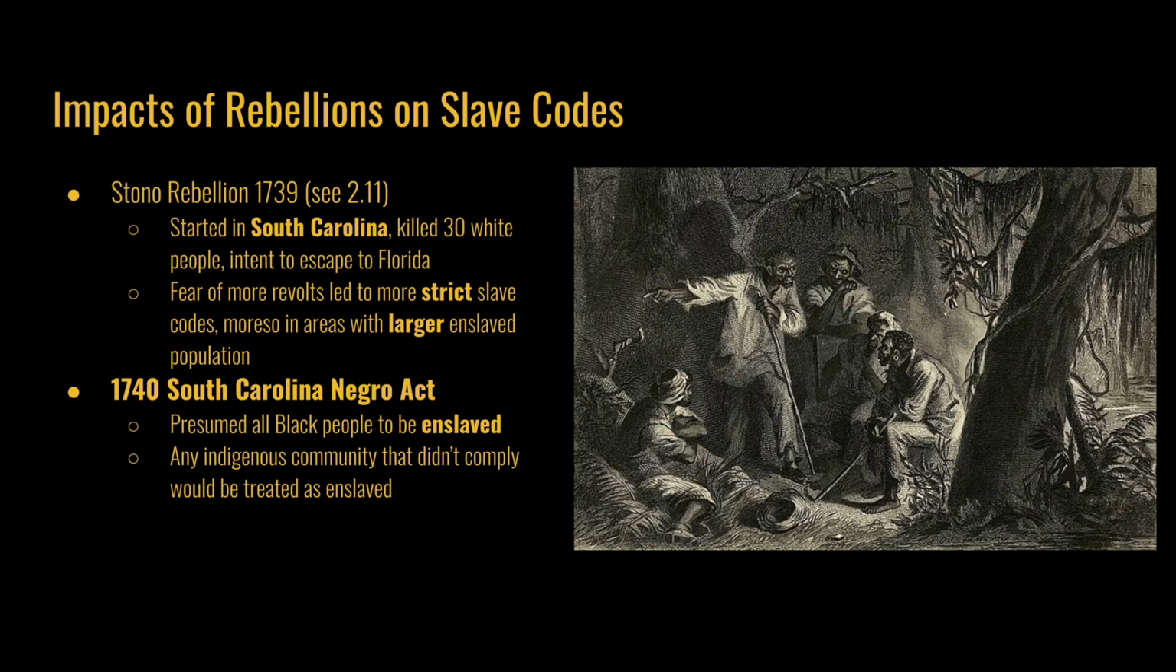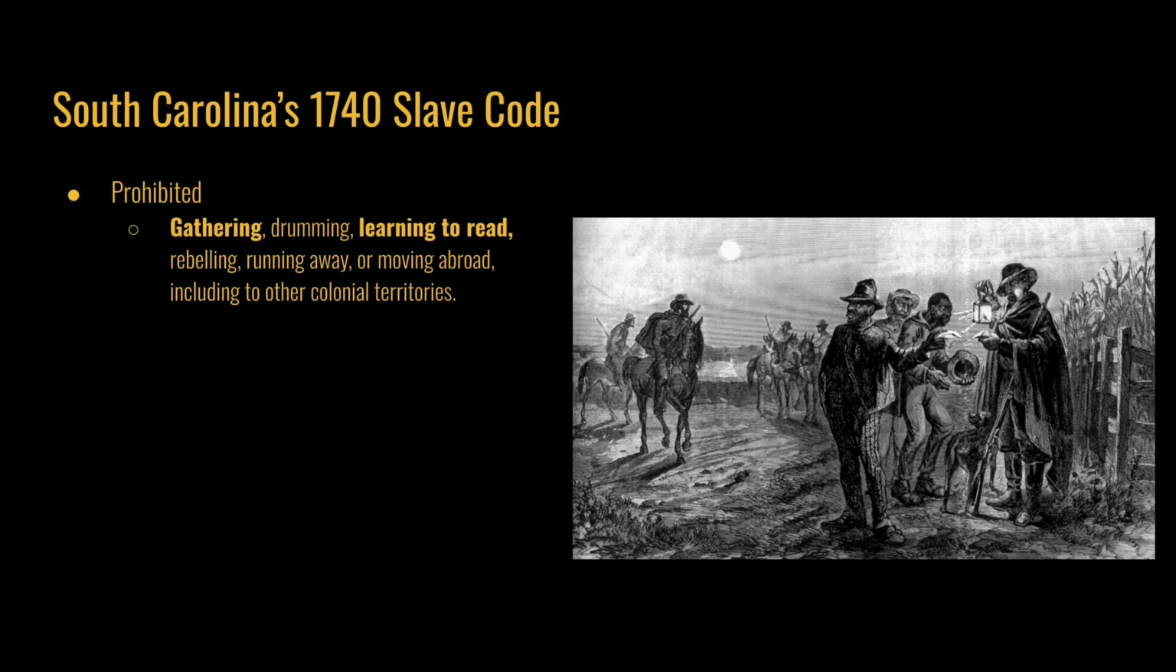The new South Carolina Slave Code presumed that all black people were enslaved and that any indigenous community that didn't comply with the policing of enslaved people could also be treated as enslaved as well. Some of the things that the new slave code prohibited were growing their own food, gathering, drumming, learning to read, rebelling, running away, and moving abroad to other colonial territories.